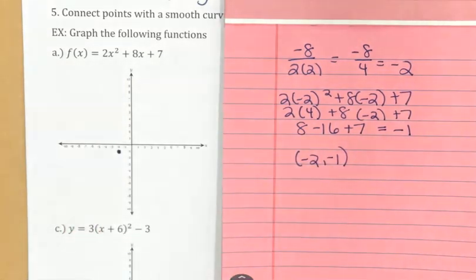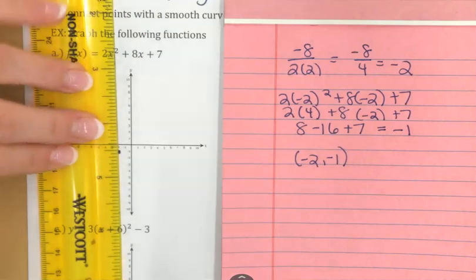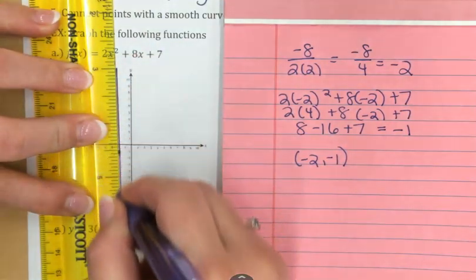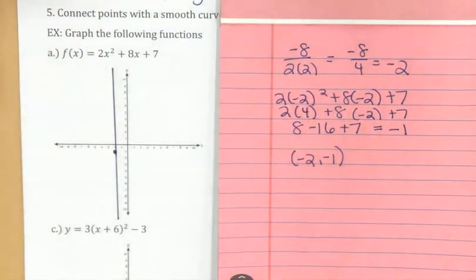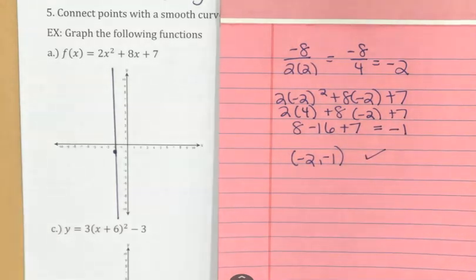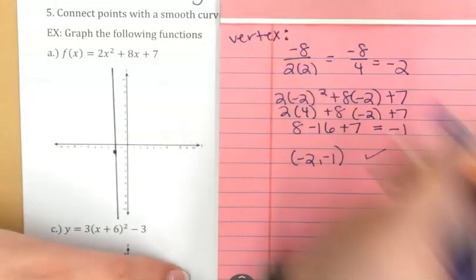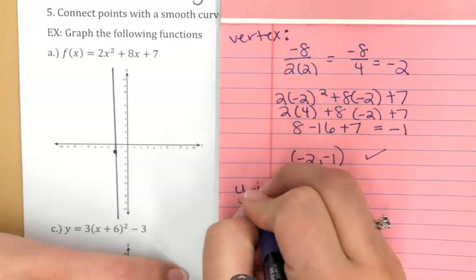Now I'm going to draw in my axis of symmetry, and that's just the vertical line that goes through your vertex. So here that's going to be at the line x equals -2. And it's not perfectly straight. I did my best. So there's my first point. Now I want to try to find my y-intercept. Again, this is when x is equal to 0.